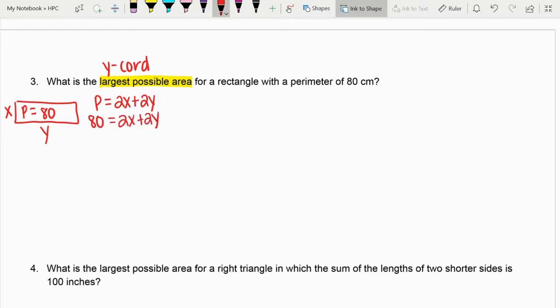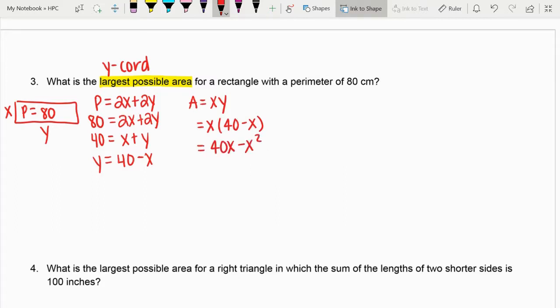Now let's divide everything by 2. So we have 40 is equal to x plus y. Then just solve for y. So y is going to be equal to 40 minus x. Now the area is equal to x times y. So it's going to be x times, substitute in, 40 minus x. Let's distribute. So we have 40x minus x squared. I'm just going to rewrite that. So we have negative x squared plus 40x.